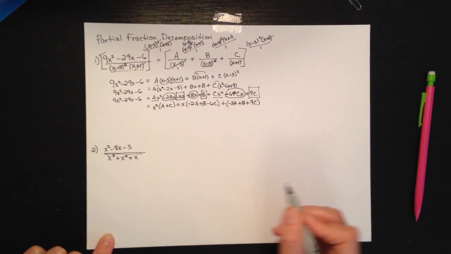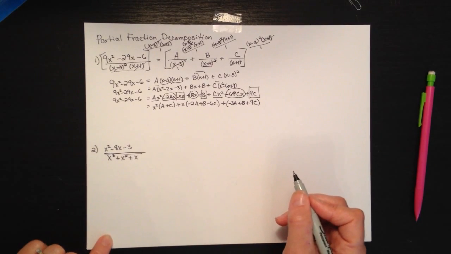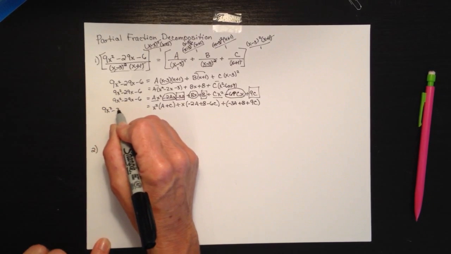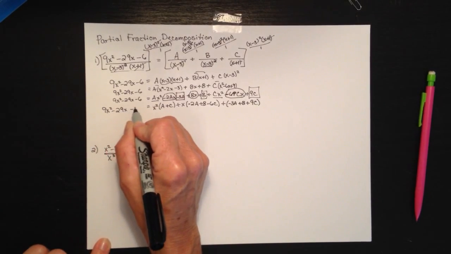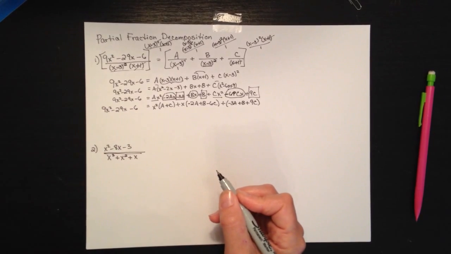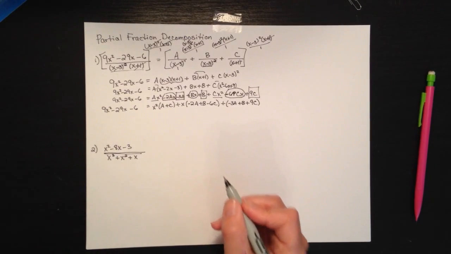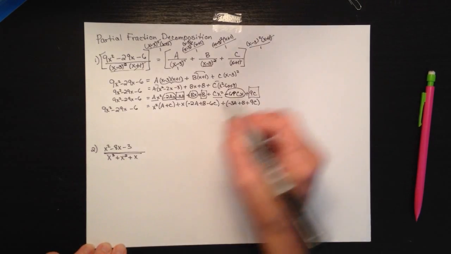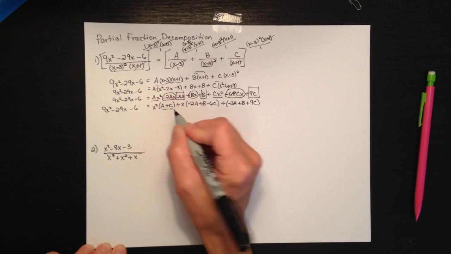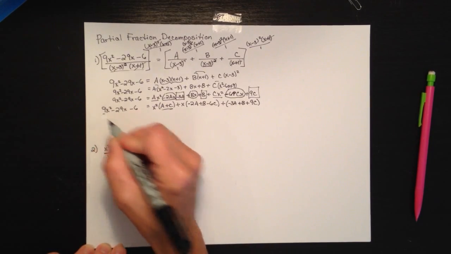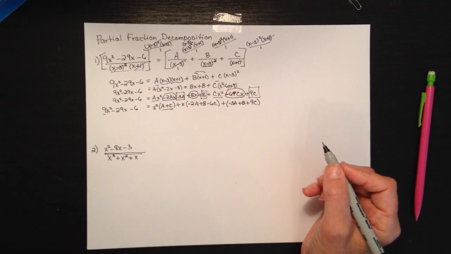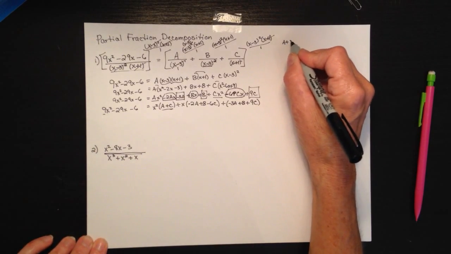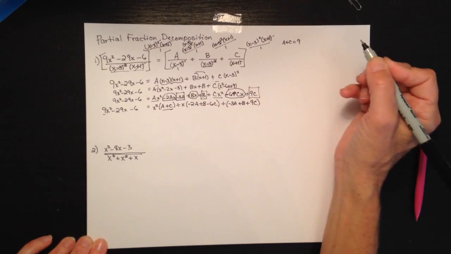And so that's what I have right now. All right, on the left-hand side we have 9x squared minus 29x minus 6. The last thing to do is to equate coefficients. So I'm going to set up 3 equations. It's going to look like this. A plus c is going to be set equal to the 9 because those are the coefficients in front of the x squared terms. A plus c equals 9.